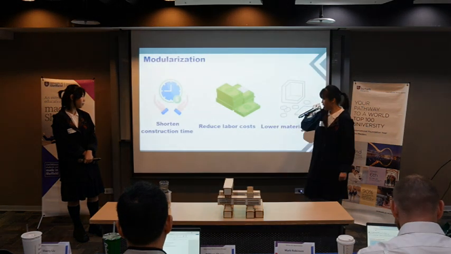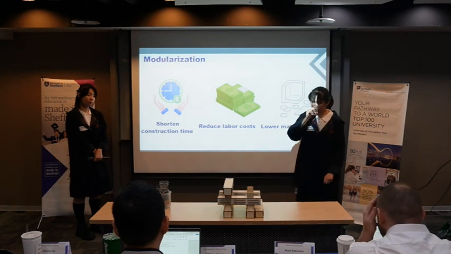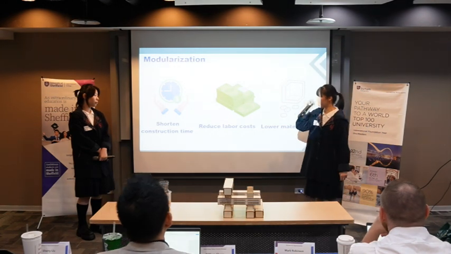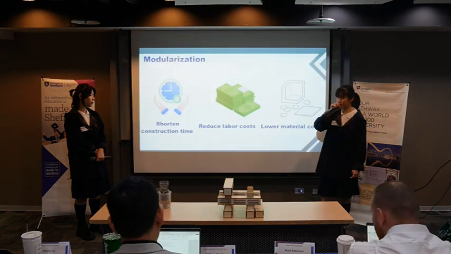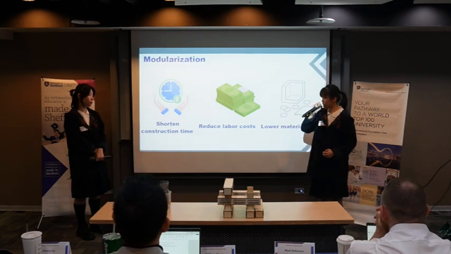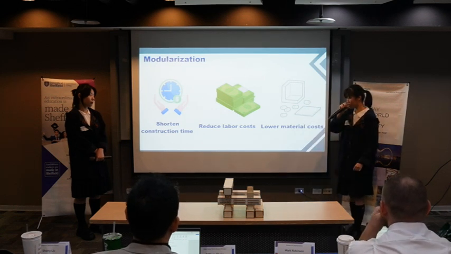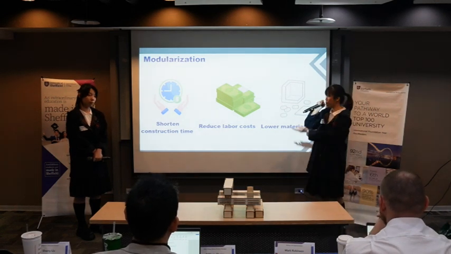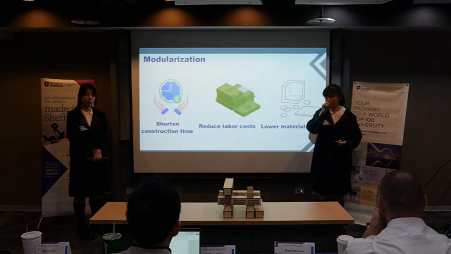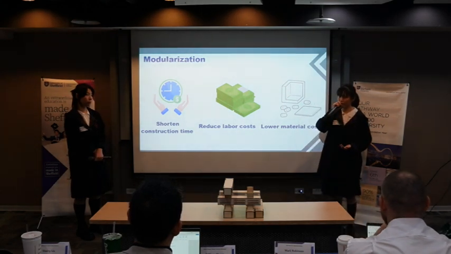Our advantage of modularization is, first, shortening construction time. Because our buildings are pre-made, it allows for quicker installation. Second, we can reduce labor costs. We can reduce about 50 to 70% of costs in comparison with traditional buildings. And last, we can lower material costs. This is not only because of our modularization, but also because we've chosen materials like biobricks and fiberboards, which can be decomposed by nature. So we don't have to worry about recycling costs.